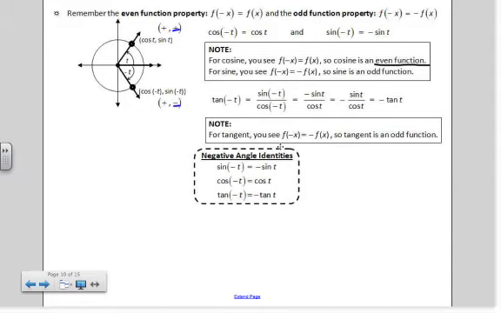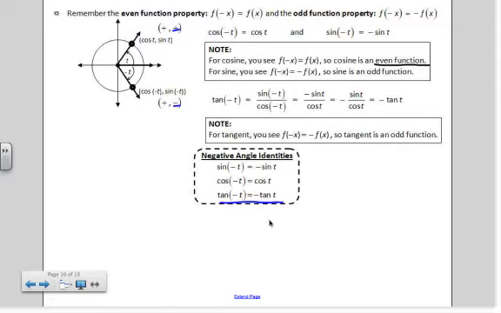So for tangent, we would have a positive over a positive, and in the fourth quadrant we would have a positive over negative. So that means a negative over positive. So that means that for tangent, if I plug in a negative value for x, then I would get the negative of the tangent function. So that means that tangent is also odd.